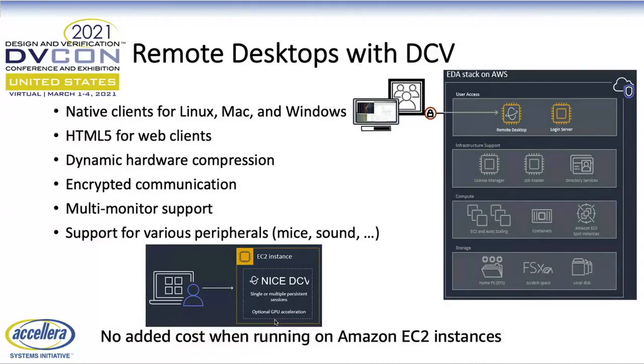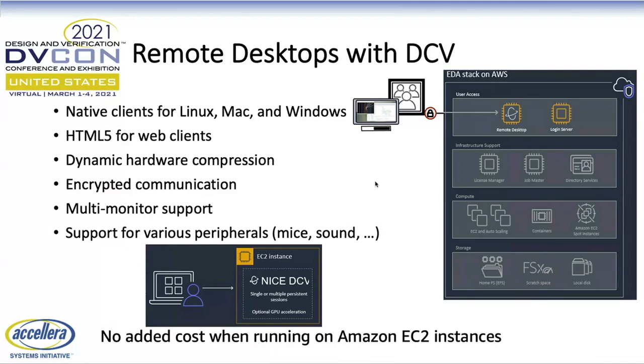So an important piece of the solution here is to have access to remote desktops. The Scale Out solution that I mentioned in the previous slide uses another application from Amazon called NiceDCV, and that provides users with remote desktop. So think of it as like a typical remote desktop session.